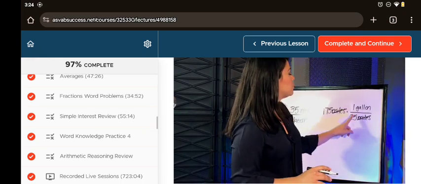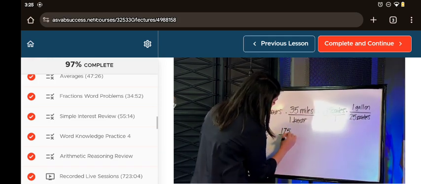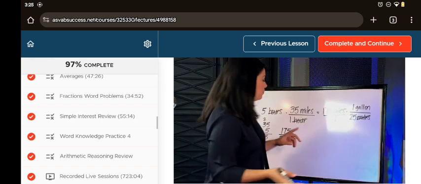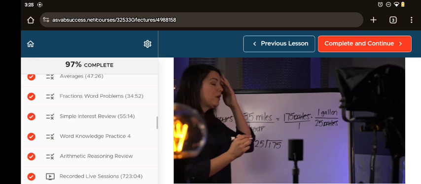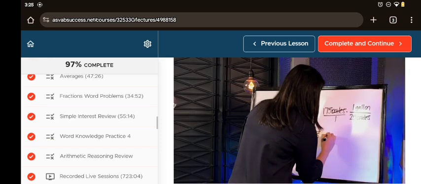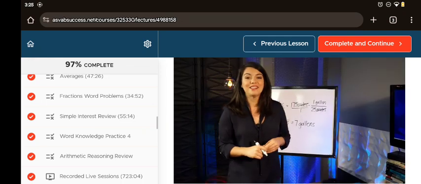175 times 1, but this is going to be over 25. So 175 over 25, which essentially means 175 divided by 25. Okay, so 25 goes into 175 7 times. So that means that he used 7 gallons of gasoline to travel for 5 hours.